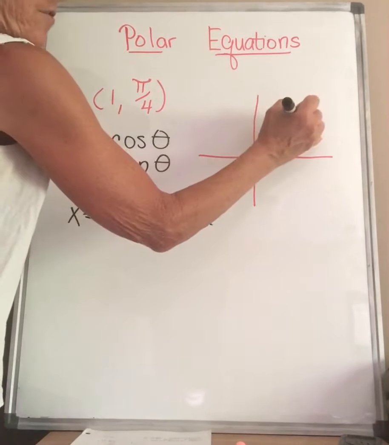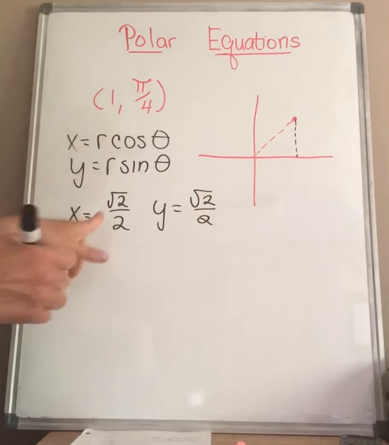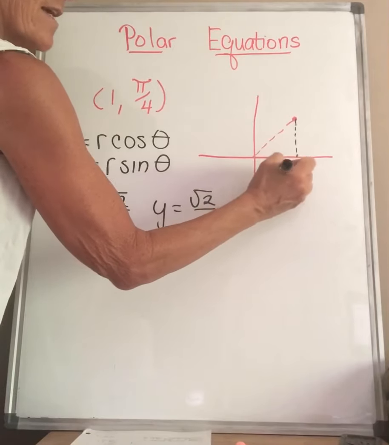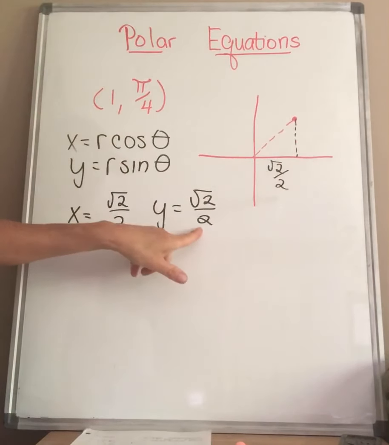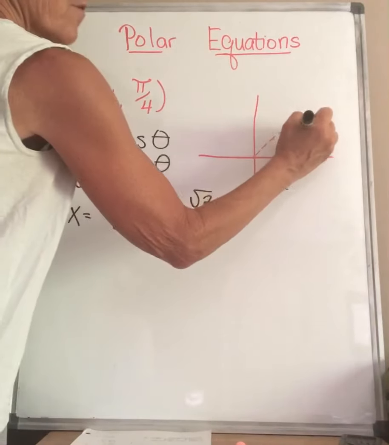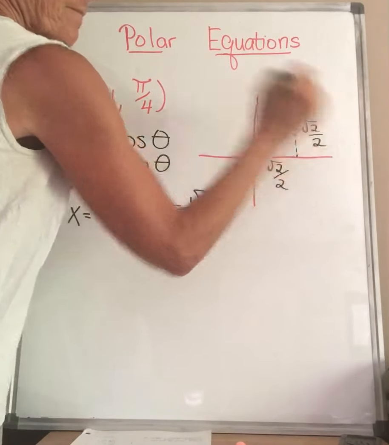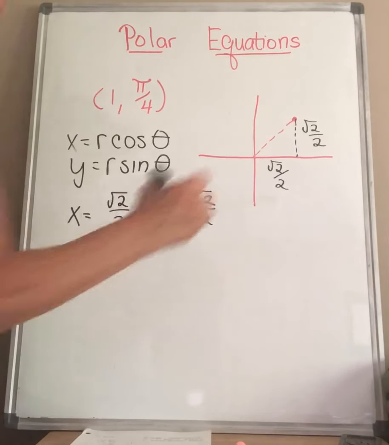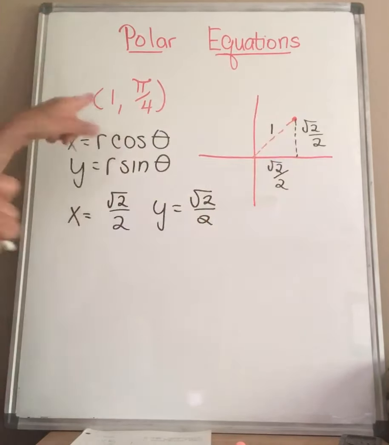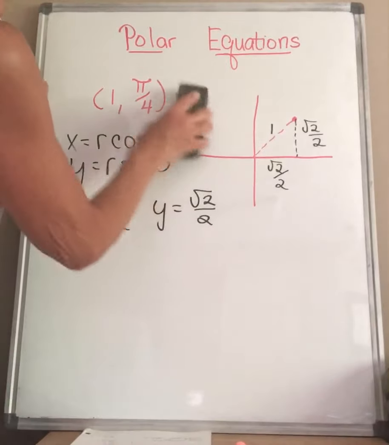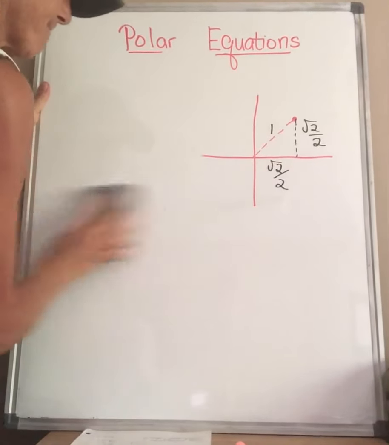So think about this. If your x coordinate is rad 2 halves, that means that this distance is rad 2 halves. And if your y coordinate is rad 2 halves, it means that you went up rad 2 halves. If you do the Pythagorean theorem here, you'll see that your hypotenuse has a length of 1, which we know it does because that's what our r value is. Let me give you some more examples.